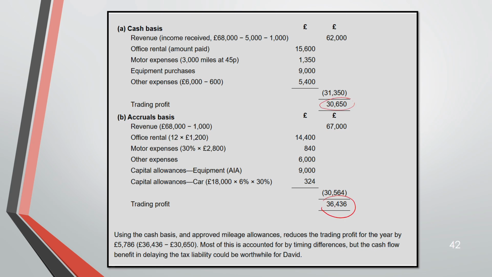If you see under cash basis, we are getting less trading profit. The reason is because we have approved mileage allowance, which is reducing our trading profit. So if you see the difference between this two, it is 5786.